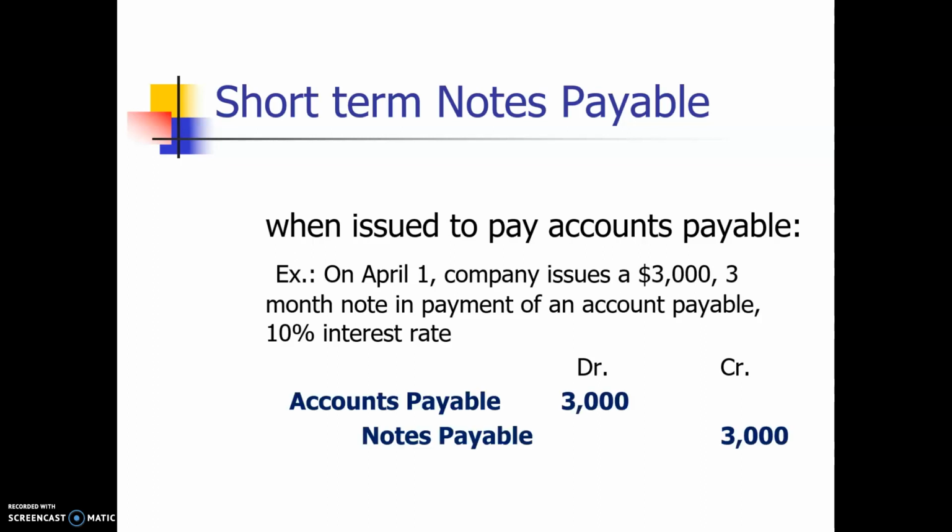So in this case now, the account payable is turning into a note payable. So we debit accounts payable. Accounts payable is going down because it's not going to be an account payable anymore. Now it's going to be a note payable. So note payable is going up. So that's why we credit it.